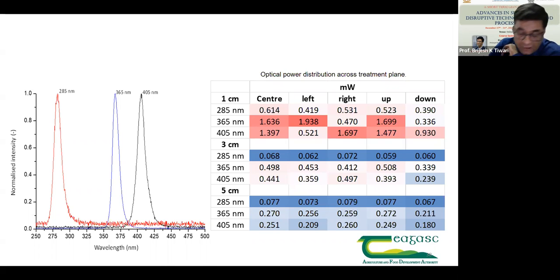And these are the LED lights which were supplied by a manufacturer from the US, and then they were configured onto a simple plate system, and then this particular system was evaluated and the power measured at the center, left, right, up and down. You can see there's significant variation in the power level for different positions, and different power levels were measured before going for actual treatment.